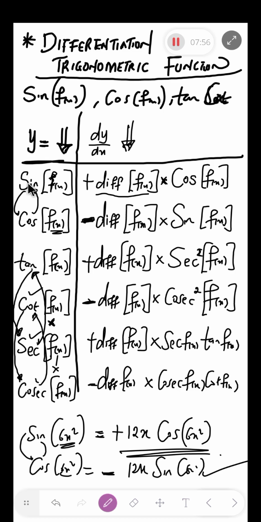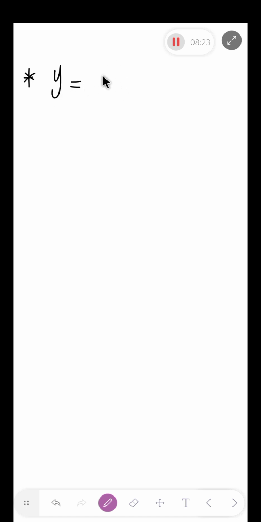And I need you to memorize this: for sine is always positive. For cos is the opposite. For tan is always positive. For cot is negative. For sec, positive. For cosec, negative. So in order to understand this thing clearly, I would like to pick some examples. Let's deal with this particular example here. Let's say y is equal to tan of 5x cubed minus 6x plus 2.